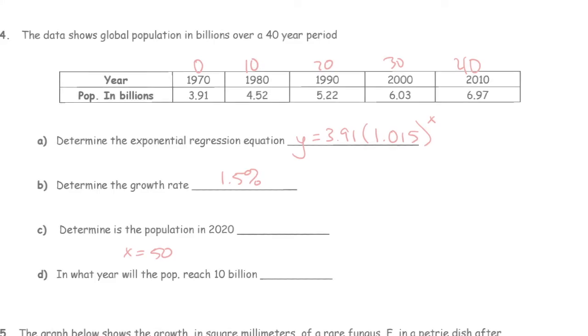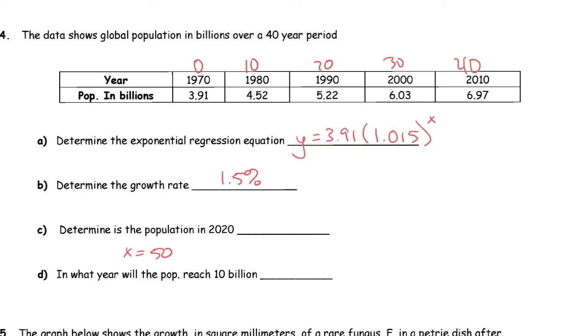Let's go back to the answer sheet. Okay, so when we worked through that question, we figured out that the population in 2020 would be 8.05 billion. And then in what year would it reach 10 billion? Well, we got here that X was going to equal 65. Now take a look at that. The year 2020 corresponded to X equal to 50. So 65 is going to have to correspond with the year 2035. That's what they're asking for here.